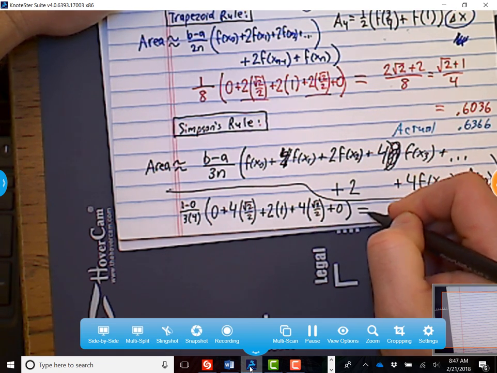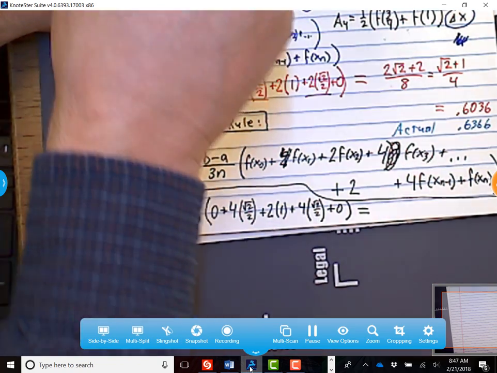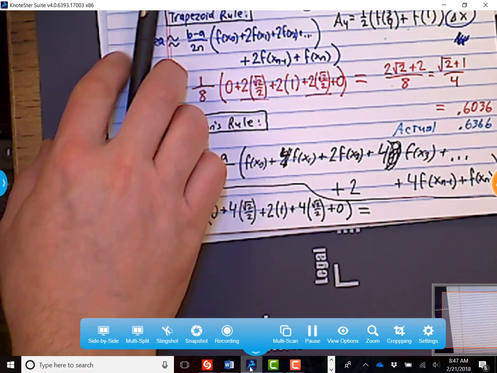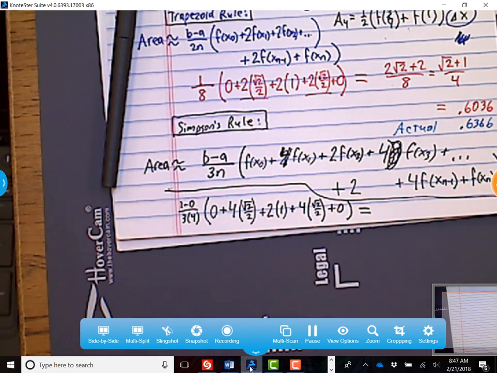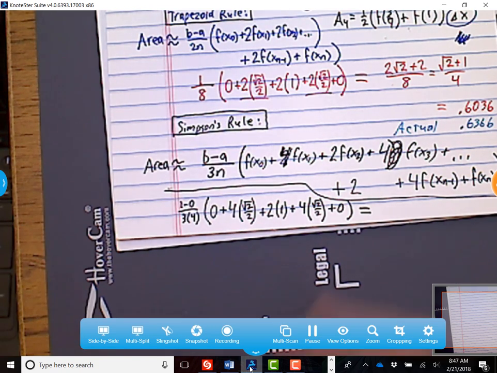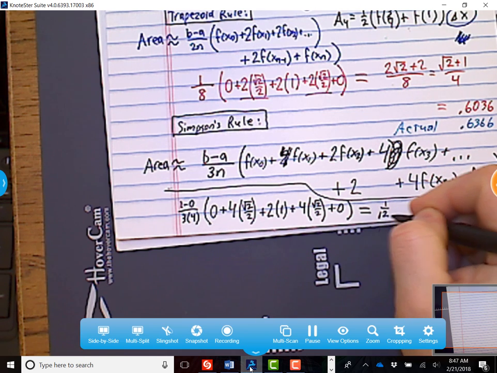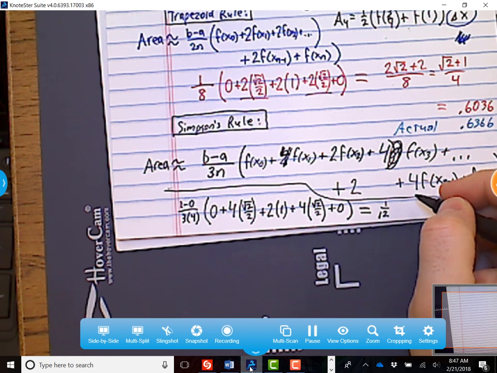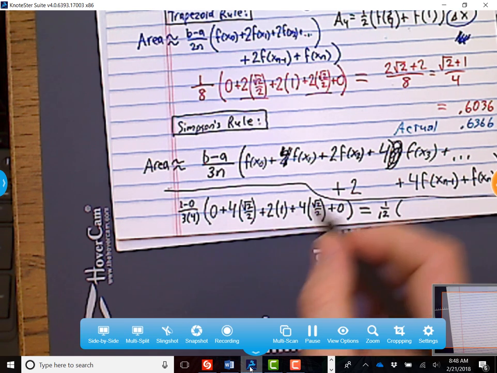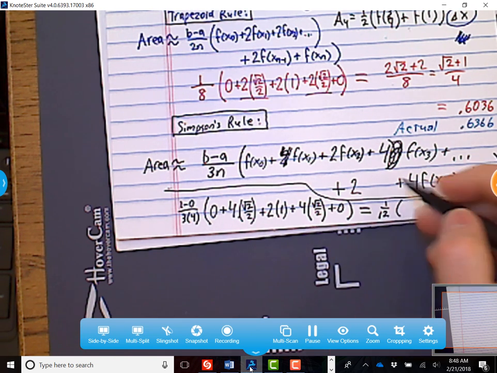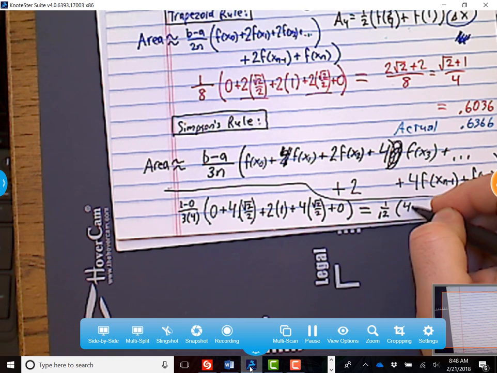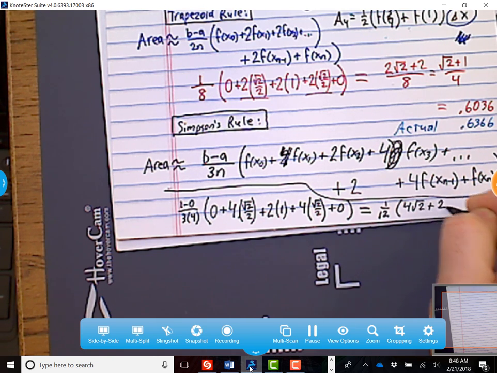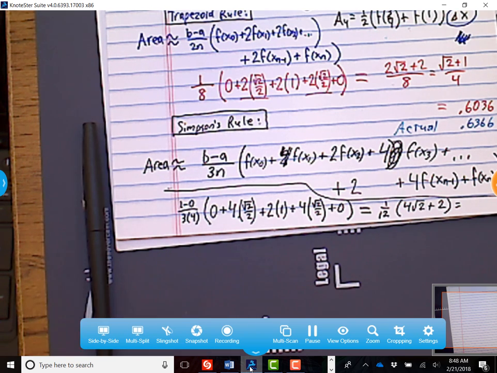So that we're going to compare to 0.6036 and 0.6366. And let's see what we get. Oh, actually, we could simplify, right? This is 1/12 of what? Well, you have 2 radical 2 here, another 2 radical 2 there. So you have 4 radical 2 plus 2, right, guys? Okay, so we want to get a decimal. Well, 4 radical 2 plus 2 over 12.